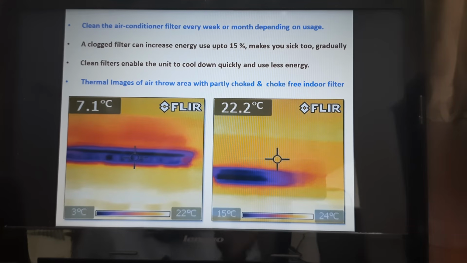This cleaning of the indoor filter is definitely mandatory, and it needs to be done because it maintains the air. After cleaning your outdoor condenser or the indoor filter, you can see the run hours and the kWh come down when you are normally running your AC.